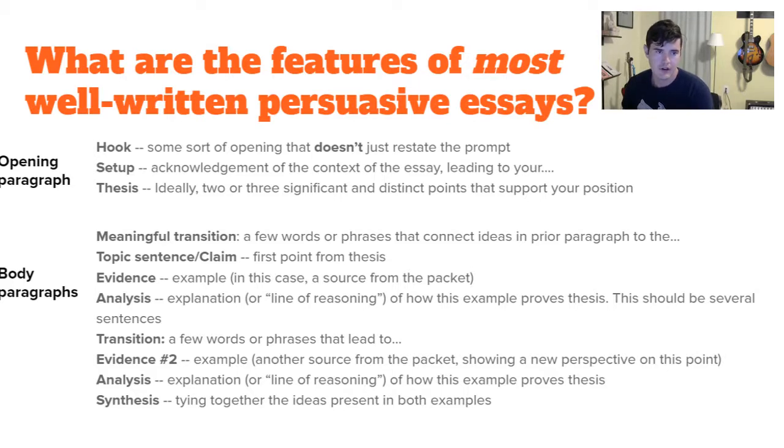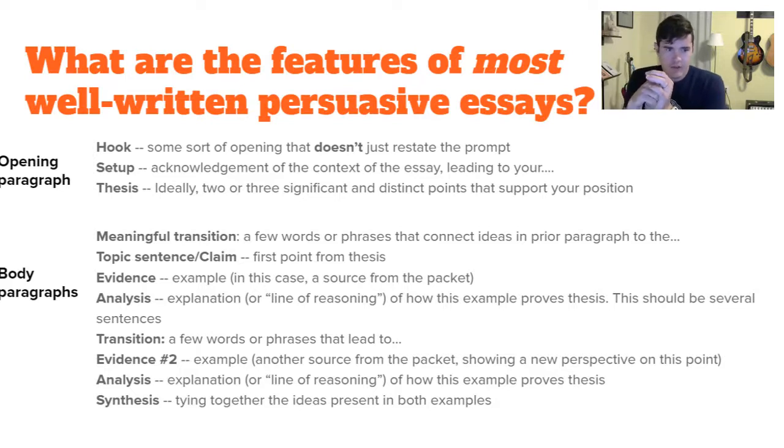So, opening paragraph. You need a hook, something that doesn't just restate the prompt. And I'll say this right now: make sure you don't pull as your hook something you read about in the packet, because that's just lame. If you're like, did you know that? and then you cite a statistic that you read in the packet, that's just not a sufficient hook. Better to acknowledge in your own words the context of the essay. Just start with the setup, as I put it: 4 or 5 sentences about what the issue is, taking an even-minded perspective on it, and then lead it to your thesis. Ideally, 2 or 3 significant and distinct points that support your position. I'll model this in just a sec.